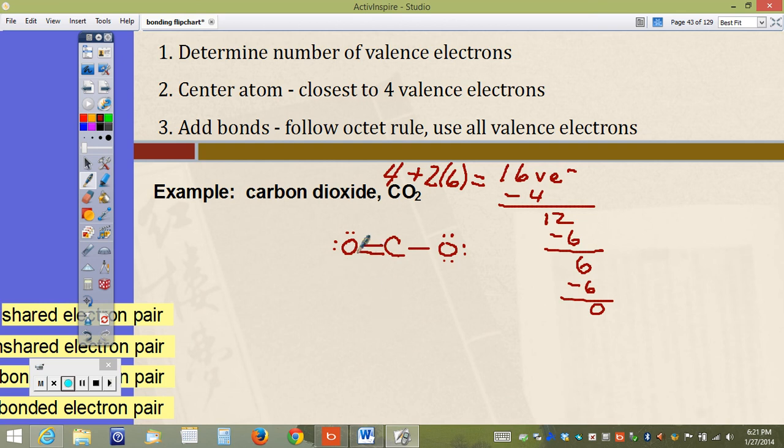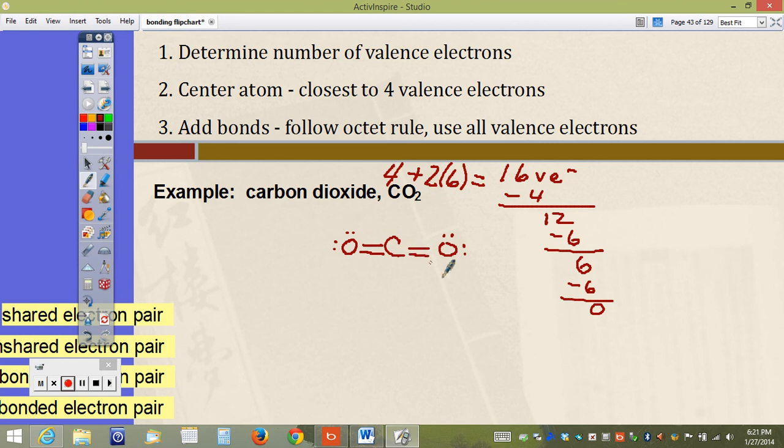At this point, this oxygen still has an octet. It has 1, 2 bonds, or 4 electrons, 5, 6, 7, 8. It has an octet. This oxygen still has its octet. The 2 here, 3, 4, 5, 6, 7, 8. But carbon still does not have an octet. It has 1, 2, 3 bonds, or 6 electrons. So we need to do more sharing. I'm going to pull off these 2 electrons and move them over here and make a bond.